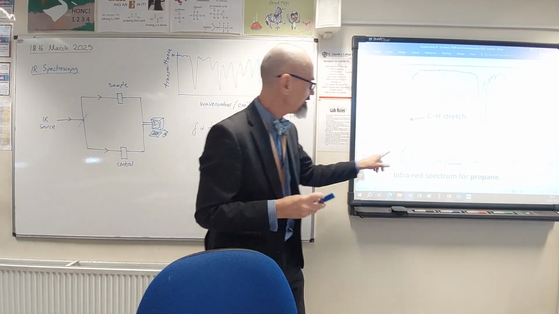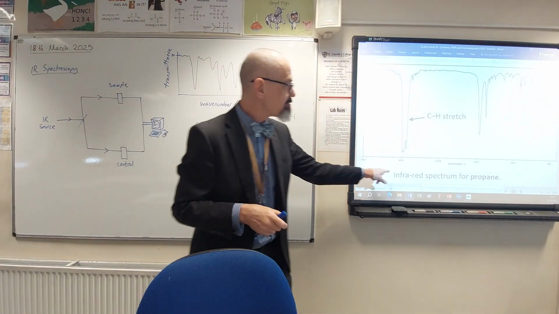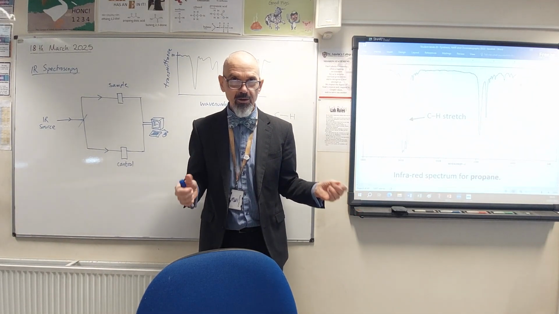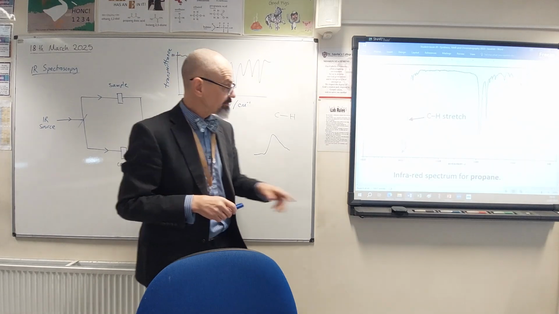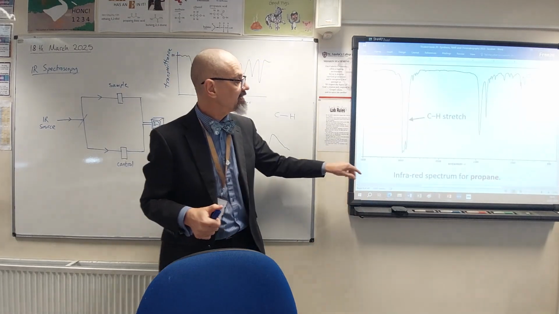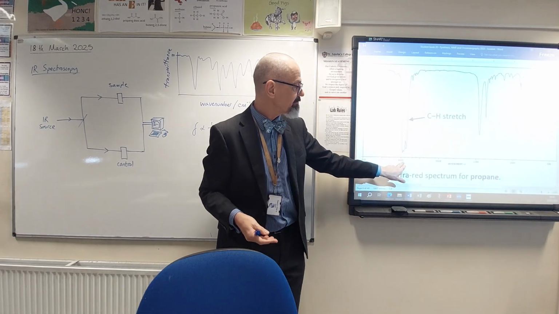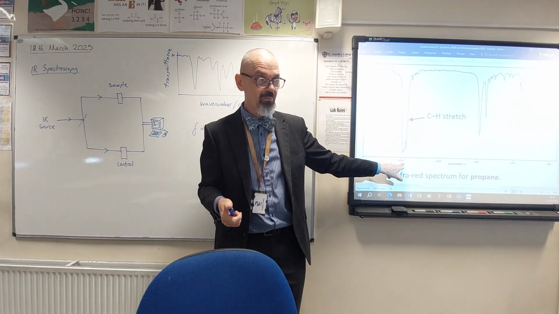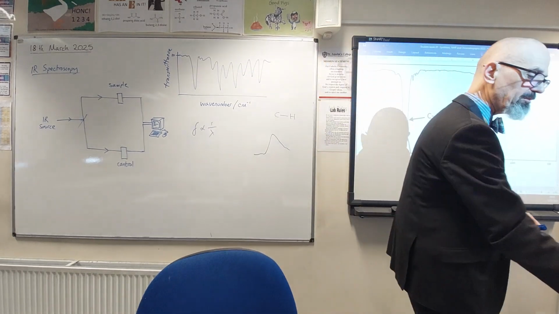Actually, if you look carefully, there's a whole bunch of peaks, because in propane, there's a whole bunch of carbon hydrogens. So they're all stretching at slightly different frequencies, which is why you get a sort of bundle of peaks. And for any organic compound, you're always going to get that bundle of peaks, and it's around about 3,000 centimeters to the -1. So you're always going to see that.